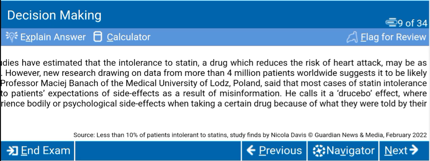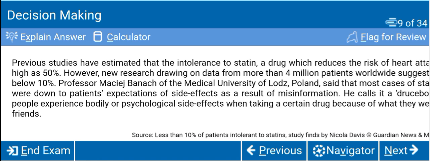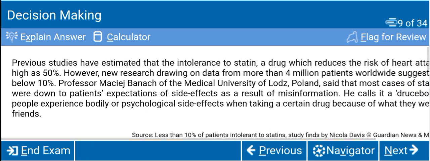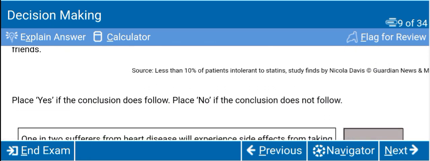He calls it a placebo effect, where people experience bodily or psychological side effects when taking a certain drug because of what they were told by their friends. Place yes if the conclusion does follow. Place no if the conclusion does not follow.